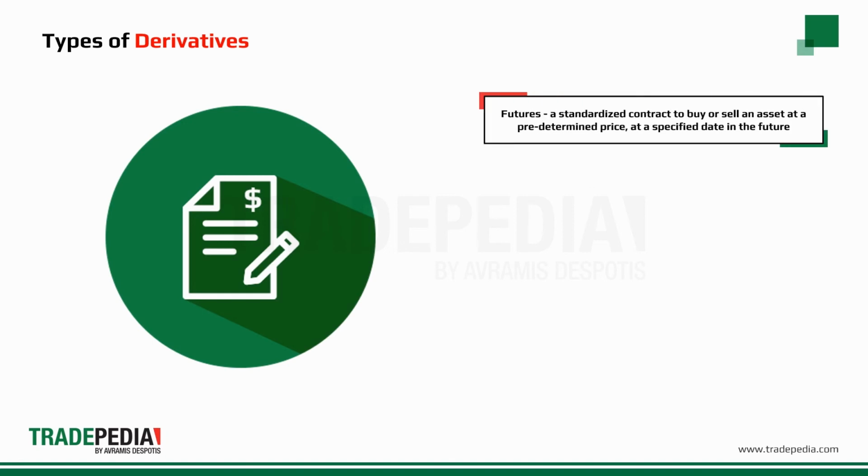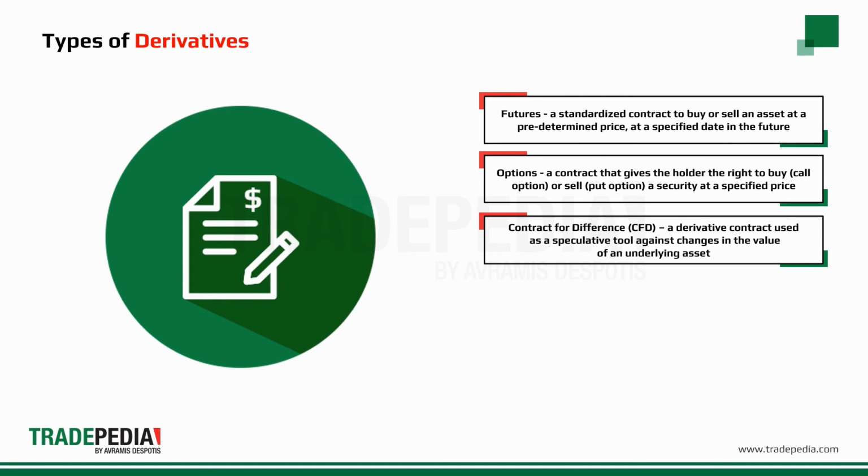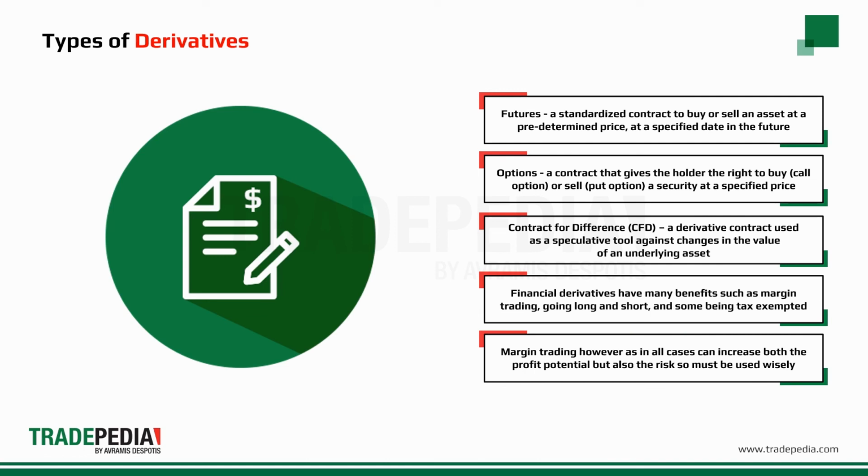Futures, a standardized contract to buy or sell an asset at a predetermined price at a specified date in the future. Options, a contract that gives the holder the right to buy, call option, or sell, put option, a security at a specified price. Contract for difference, CFD, a derivative contract used as a speculative tool against changes in the value of an underlying asset. Financial derivatives have many benefits such as margin trading, going long and short, and some of them being tax exempt. Margin trading, however, as in all cases, can increase both the profit potential but also the risk, so traders must use them wisely and should always remember the most fundamental rule of investing: the higher the risk, the higher the return.